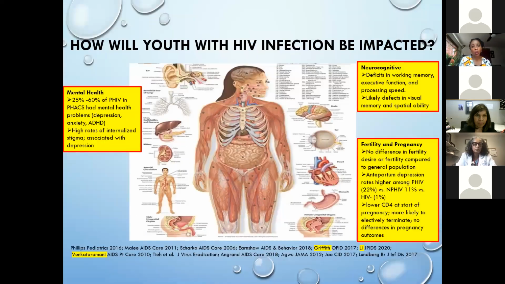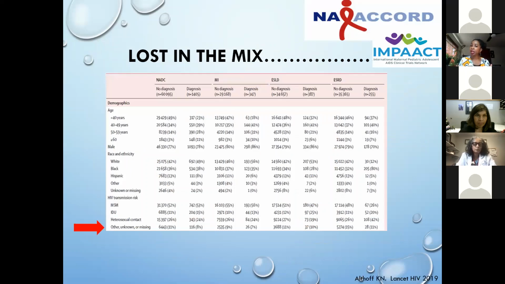So how will youth with HIV infection be impacted? We already know that there is likely some neurocognitive impact, deficits in working memory, executive functioning and speed, deficits in visual memory and spatial ability. We have significant issues with mental health, with a significant proportion of individuals with perinatally acquired HIV having mental health issues, depression, but high rates of internalized stigma associated with depression in both perinatally and non-perinatally acquired individuals. There's issues with fertility and pregnancy and antepartum depression that we need to also be thinking about for these young people specifically. But like I said, they're being lost in the mix.